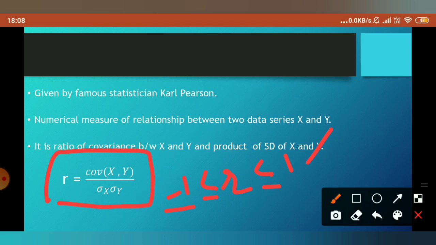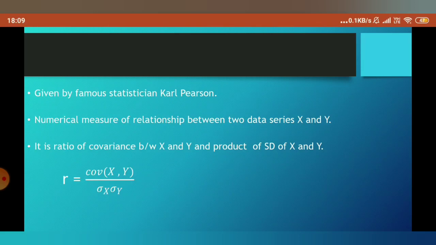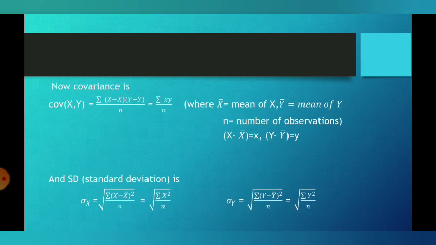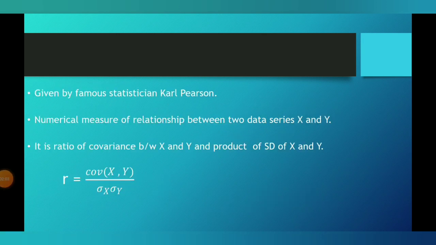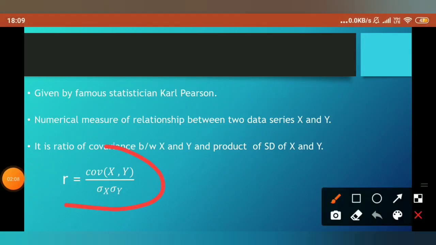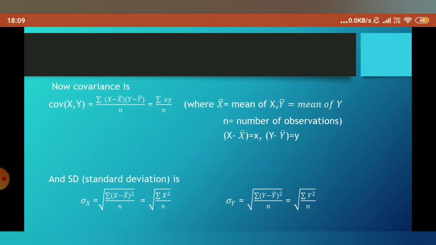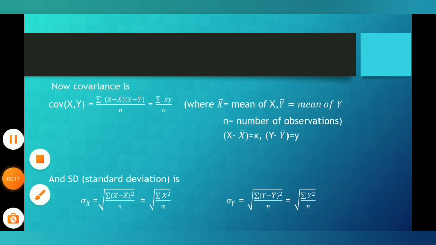So for r we need covariance and sigma x sigma y. This sign is called sigma, and covariance is already written here. Sigma x or sigma y stand for standard deviation. Standard deviation I will tell you side by side when we study this method. First of all, covariance. To calculate r we need two things, covariance and sigma x sigma y. So in the next slide the method of calculating covariance and sigma x sigma y is given.